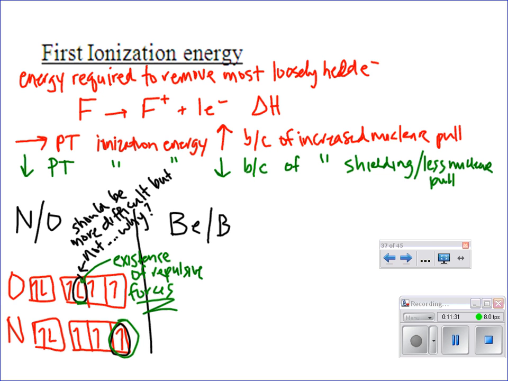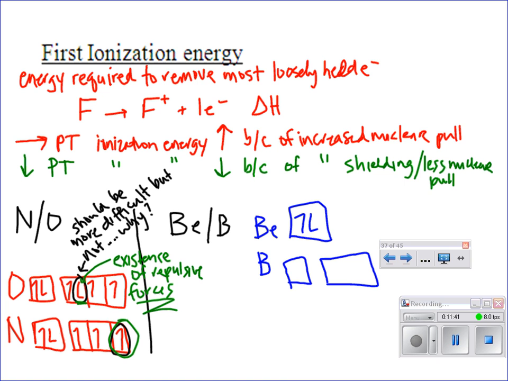Okay. The other exception is in our beryllium and boron families. Beryllium's valence electrons are strictly 2 s's, and boron, we've got our 2 s's and a p. According to the trend, it should be harder to remove that electron because it's further to the right, but it's not harder.